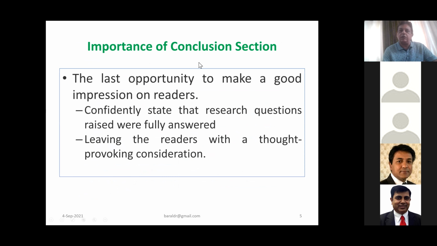Now, what is the importance of the conclusion section? It is the last opportunity to make a good impression on readers. If you give a good impression, then readers will read your article, and your article will be searchable as well.